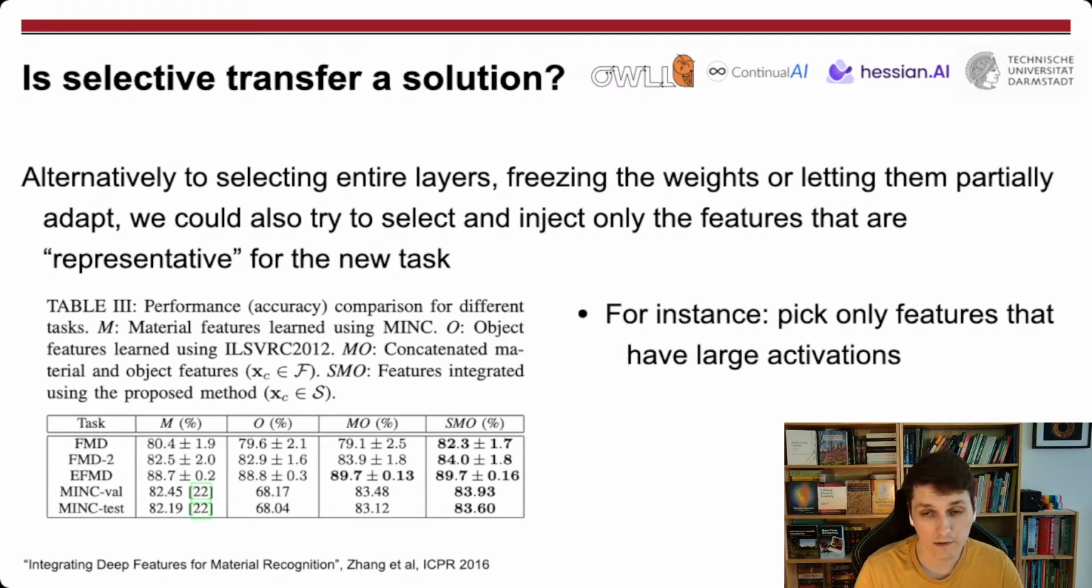It has been used in the literature, to stick with this example of the materials and context dataset and ImageNet that we've just had. Someone has actually done this, where they show that this transfer can indeed be done without harm if we only select the features that activate very well on the new data.